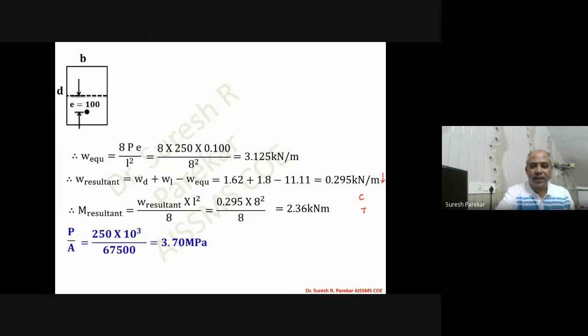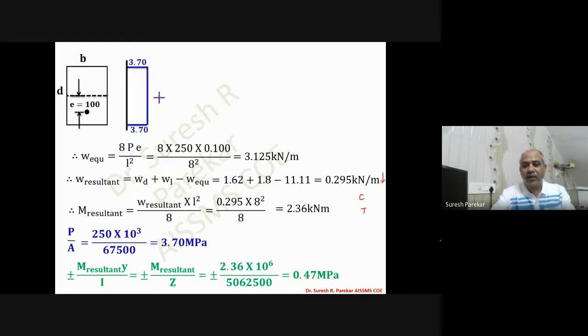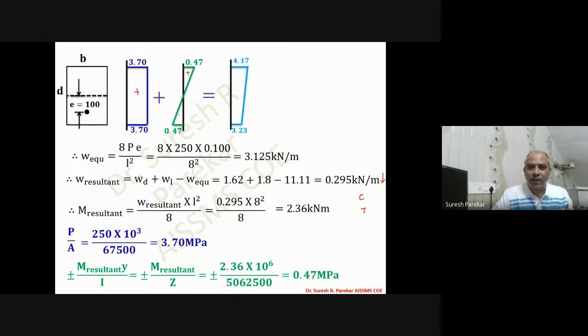PPT we have seen P by A, and then P by A is 3.7, and then Pe by Z, sorry, M by Z, and that will be 0.47, and then this will be compression top, tension bottom, and then from this we will get this value, that is equal to 4.17 and 3.23, because we have plus compression, minus tension. This is by the load balancing method.